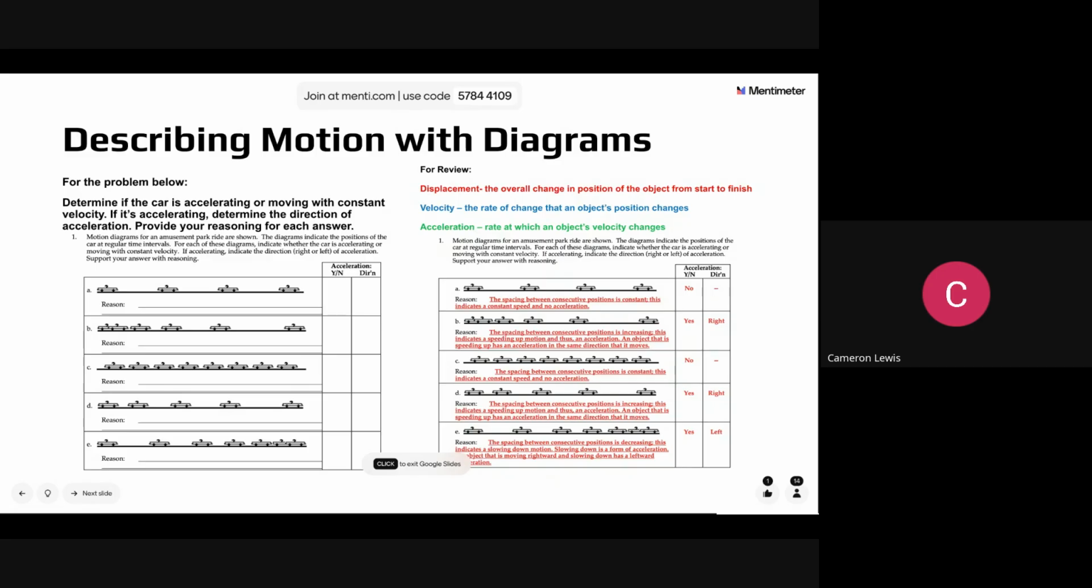We have pretty much the same setup as the first one. The spacing is increasing, so now we have a speed up. So it's yes, and to the right.